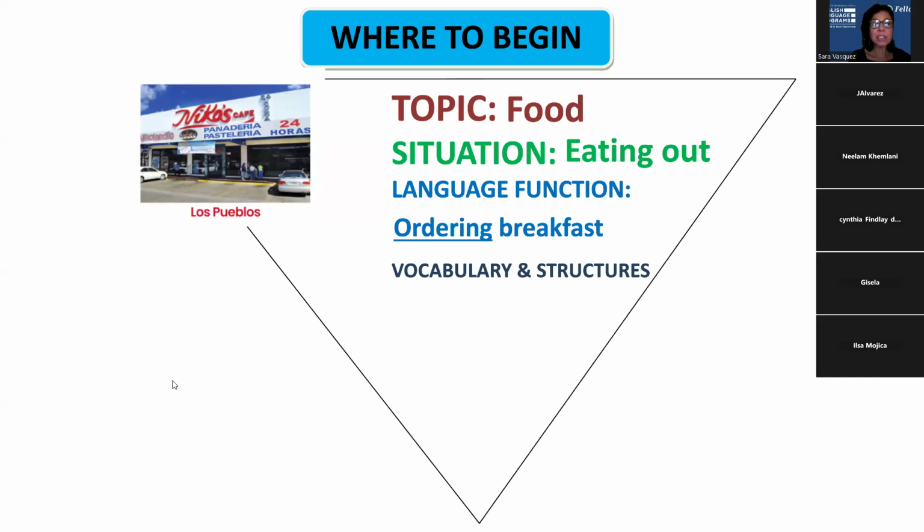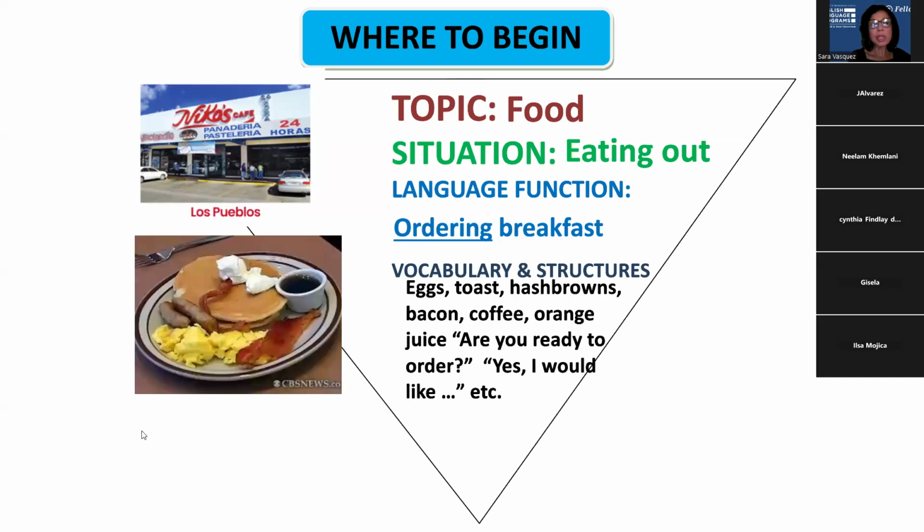That's the language function. And the vocabulary and the structures that they will need will be things like eggs, toast, hash browns, bacon, coffee, orange juice, how to say, are you ready to order? How to say, yes, I would like X, Y, or Z, etcetera. So with that, we will have a learning objective because we have all the pieces to put together a learning objective at the end, at the bottom, which maybe Joelle can read.